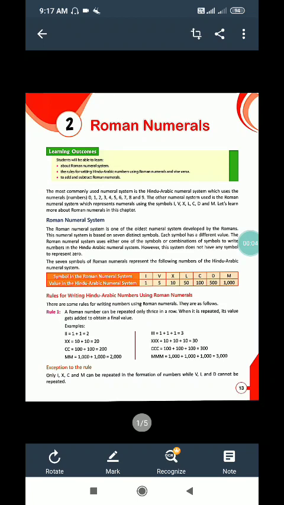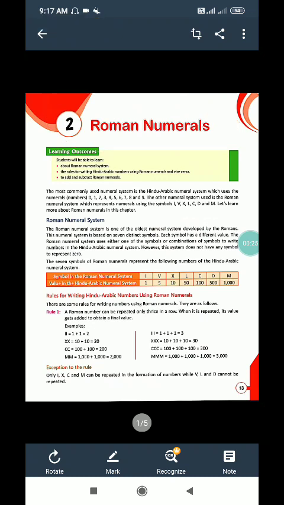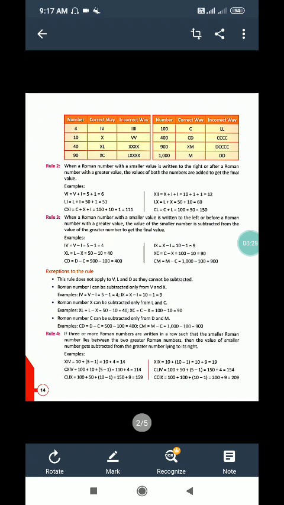We are doing chapter number 2, Roman numerals. As we know, Roman numerals use 7 digits: I, V, X, L, C, D, M for representing any number. And they have some rules. We have read rule number 1, rule number 2 and rule number 3. Till rule number 3 we have completed. Now today we will start from rule number 4.